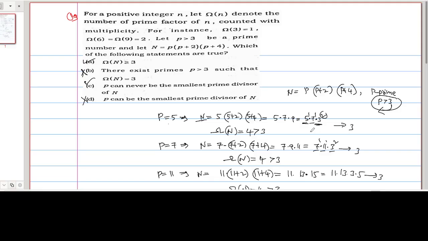This is possible because omega of n bigger than or equal to 4 means I can take omega of n as 4, 5, 6, 7. So in all cases it is satisfied, right? And p can never be the smallest prime divisor of n, because actually 3 is the smallest prime divisor of n. So with this I conclude the lecture.